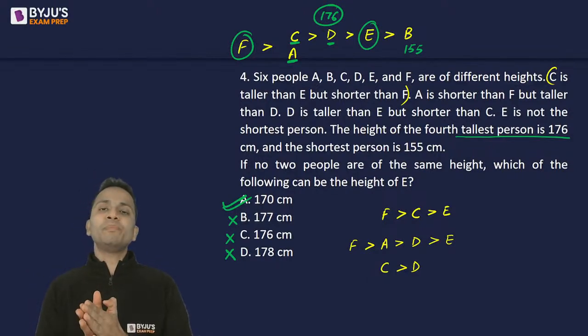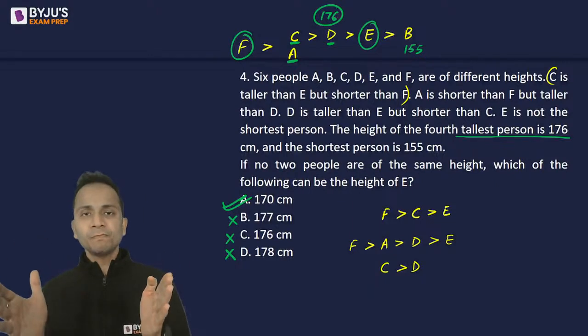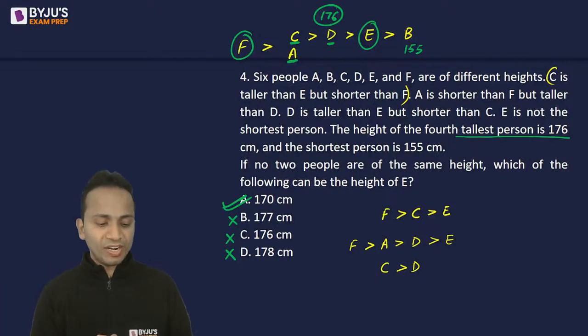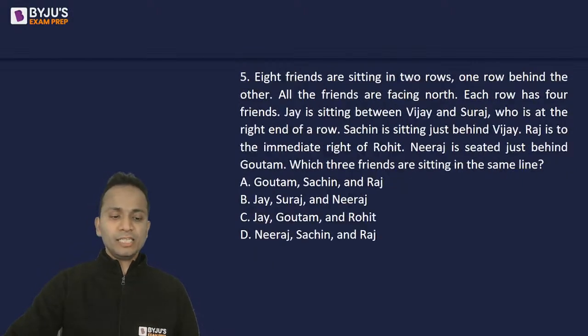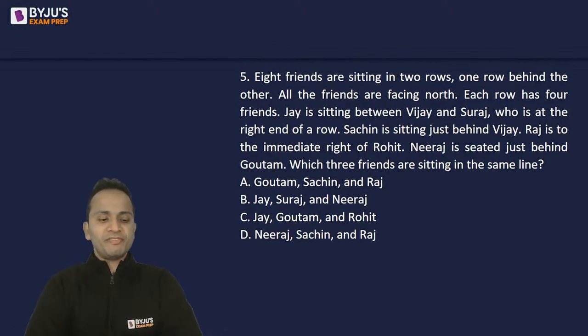So E has to be between D and B. So between 176 and 155, you are absolutely correct. So still the answer will remain same. It is 170 centimeters. Let's move on and look at the next question, question number 5.